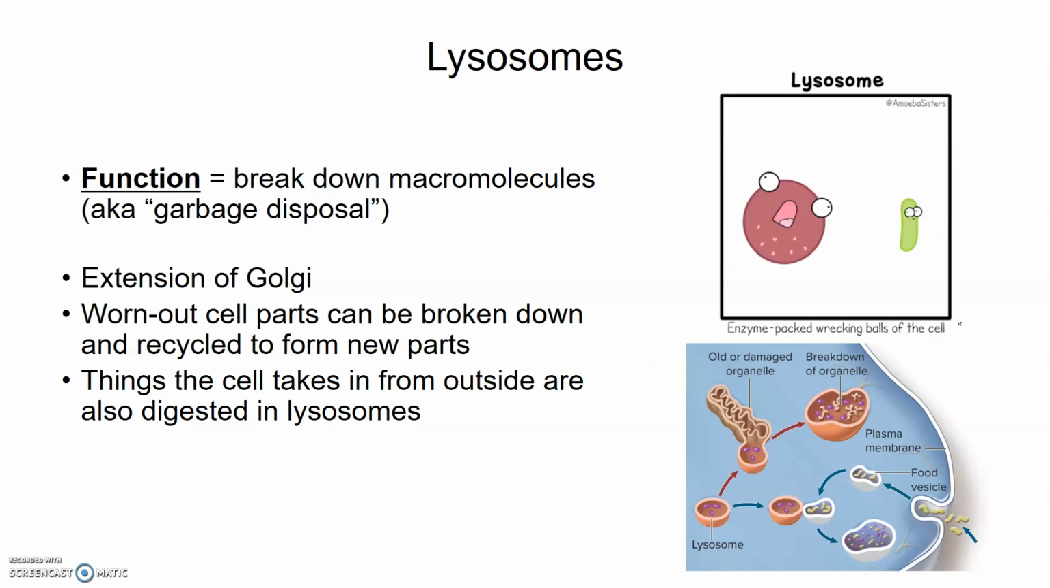And so it might take a protein, break it down into amino acids, and then those amino acids can go and do other things. Or it might take a complex carbohydrate and break it down into glucose, and then the cell can use that glucose for energy. And lysosomes, importantly, like I said, can take in things from the inside of the cell as well as from the outside of the cell, and they digest them both equally well.